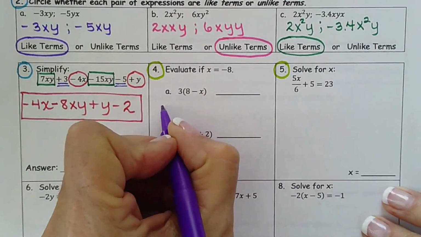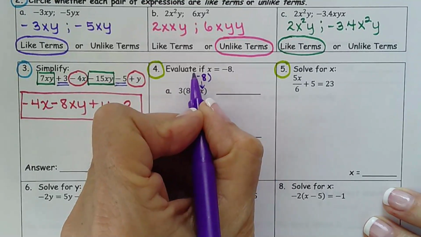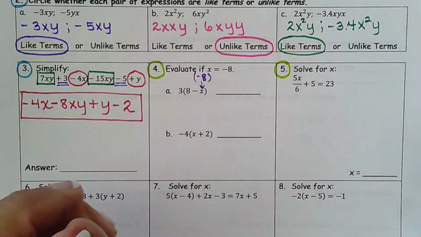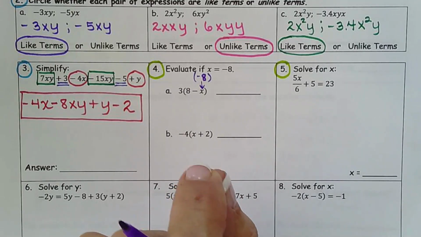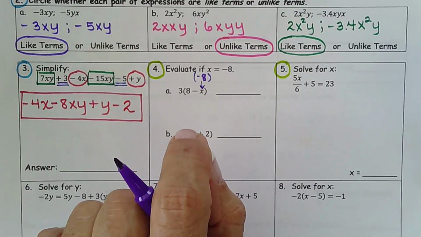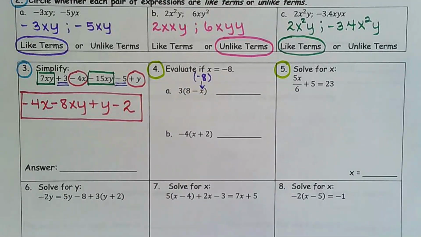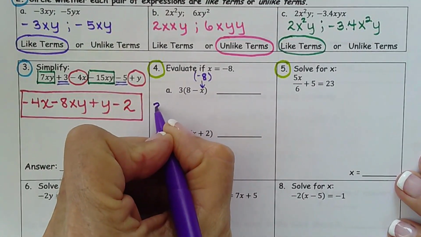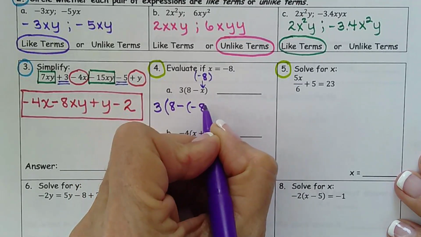For this first one, we are plugging in -8. And anytime you plug in a negative, and this is huge for the rest of your math life, anytime you are plugging in a negative, it must be in parentheses. Because see how I have a minus right there, and then I have the minus there. So without that, students tend to combine the negative into one negative, and there's not one, there's two. So this turns into 3 parentheses 8 minus -8.